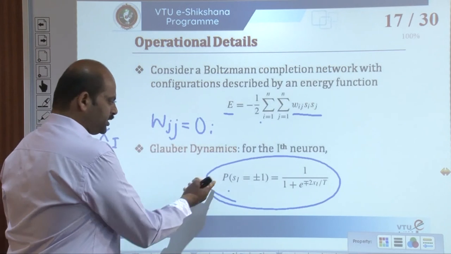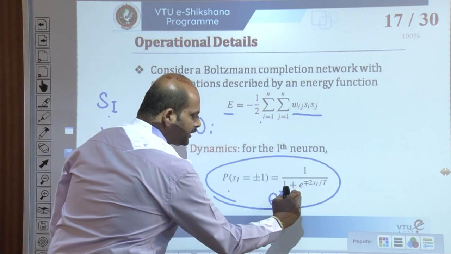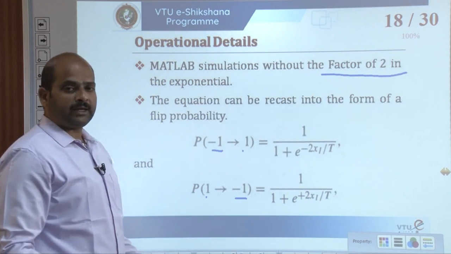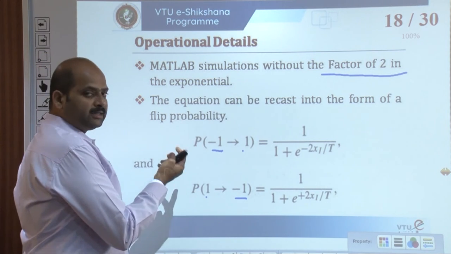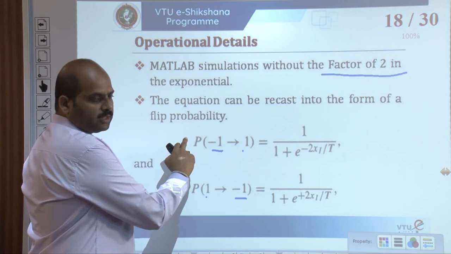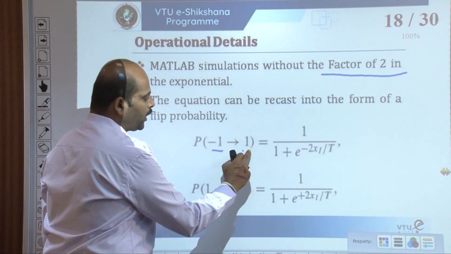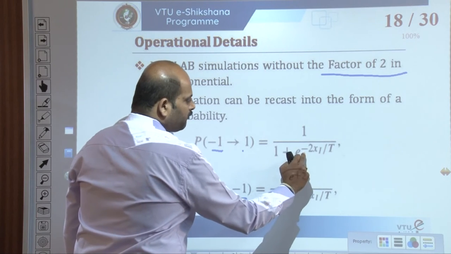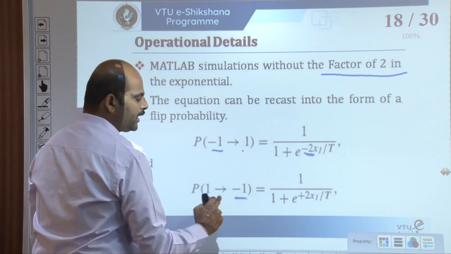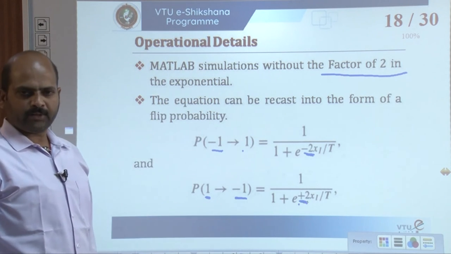So, we are going to recast this into the form of a flip probability. We expanded the previous expression and got e to the power of minus or plus 2 x I by t. This is going to be expanded to observe the signal flip probabilities of this neuron I. I am going to take this, so that the Boltzmann constant is identified: minus 1 tends to 1 becomes 1 over 1 plus e to the power of minus 2 x I by t. When 1 tends to minus 1, it becomes 1 over 1 plus e to the power of plus 2 x I by t. Understand?